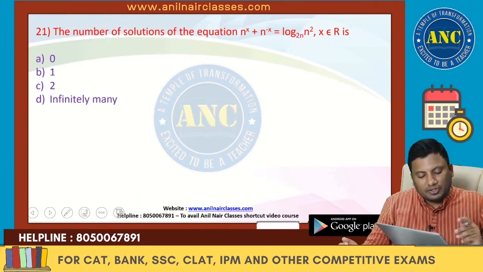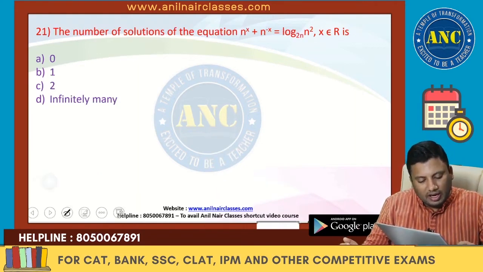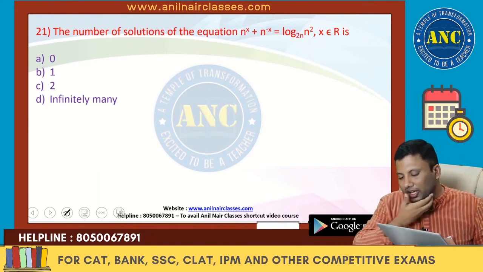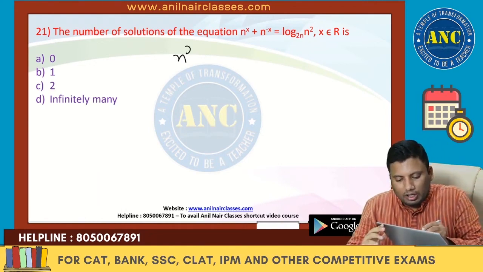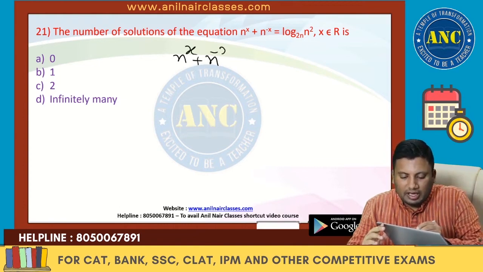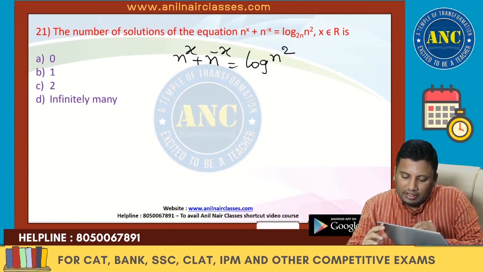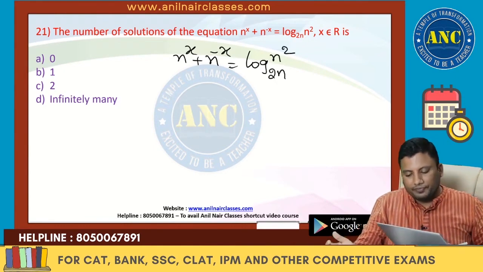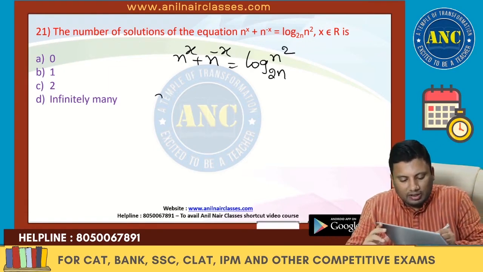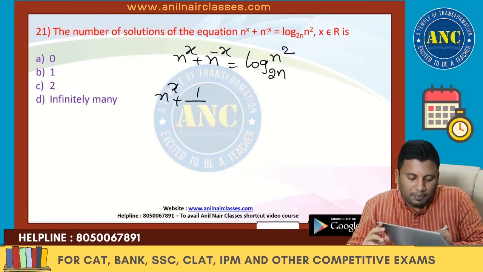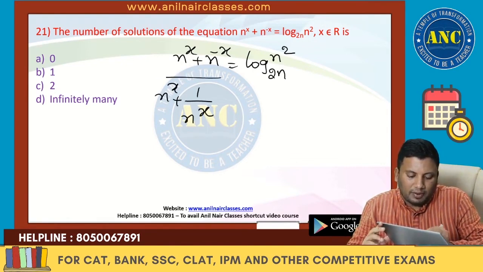The number of solutions to the equation n^x + n^(-x) = n^2 and 2n. The left side is nothing but n^x + 1/n^x.